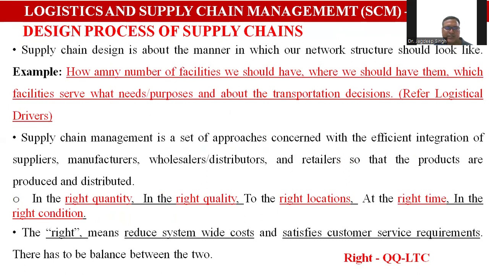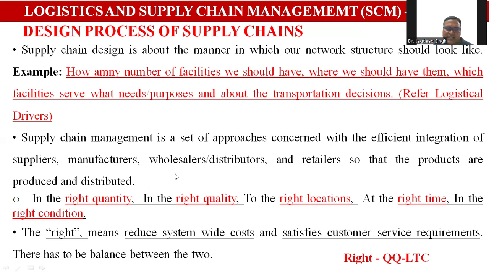Designing process of supply chains. Supply chain design is about the manner in which our network structure should look. For example, how many facilities we should have, where we should have them, which facilities serve what needs or purposes, and about the transportation decisions. Refer to logistical drivers. There are 6 drivers. You know that, right? One is logistical drivers, and second is cross-functional drivers. Under logistical drivers, we have 3 drivers: facility, inventory, and transportation.